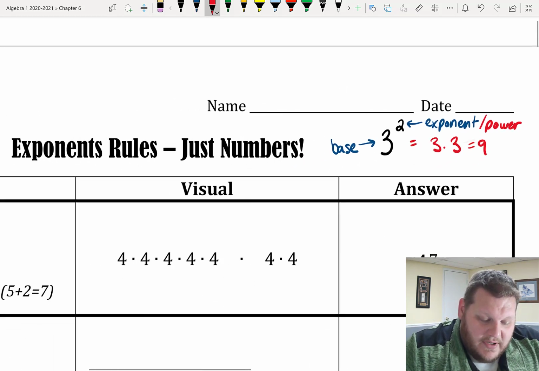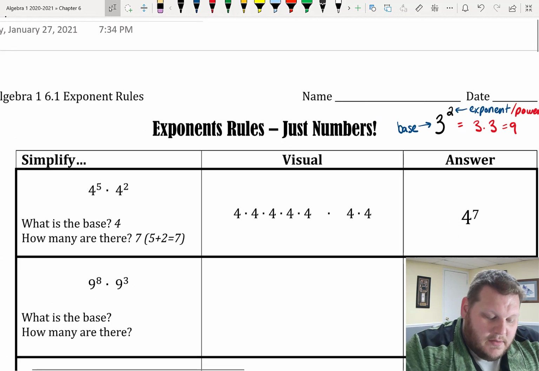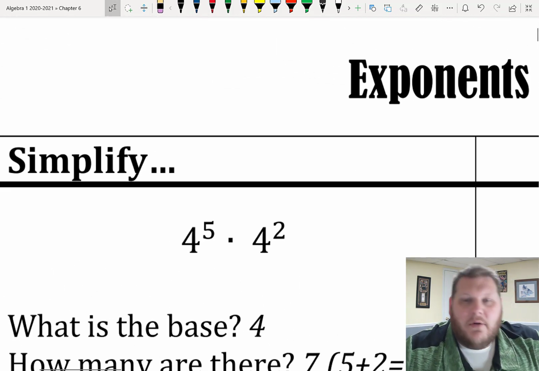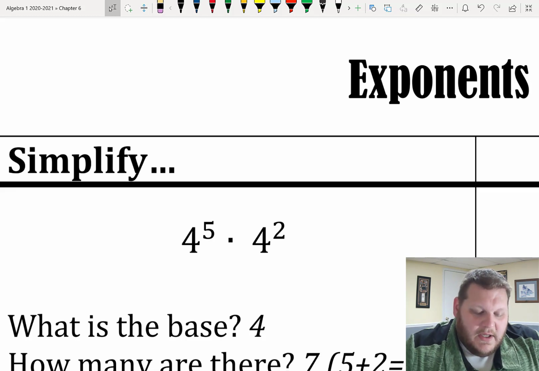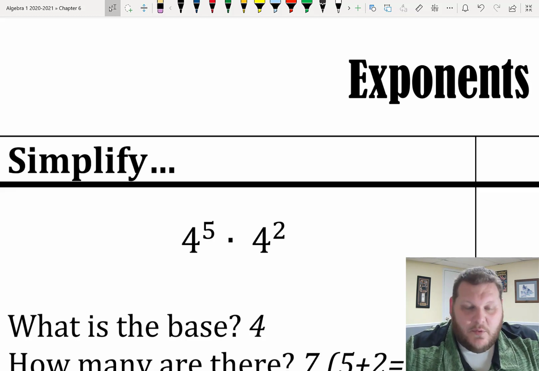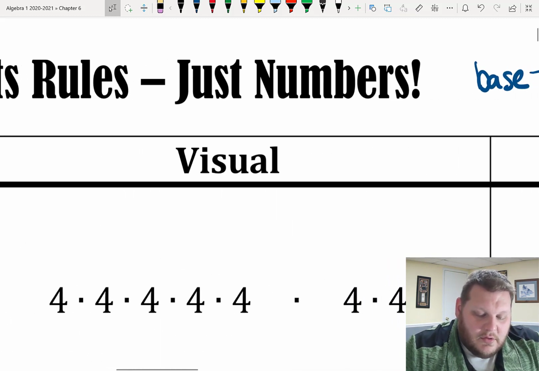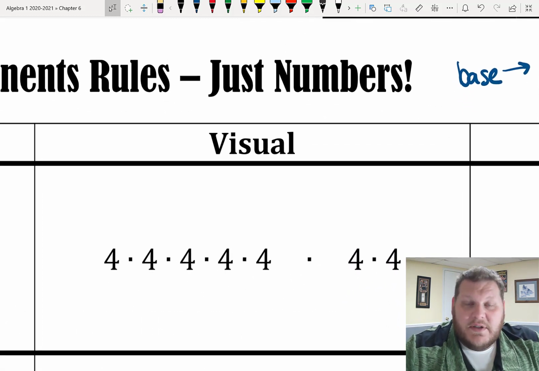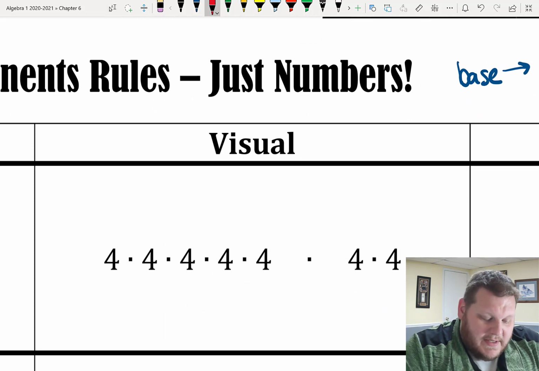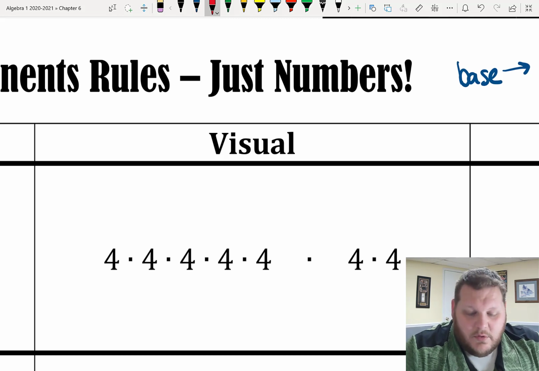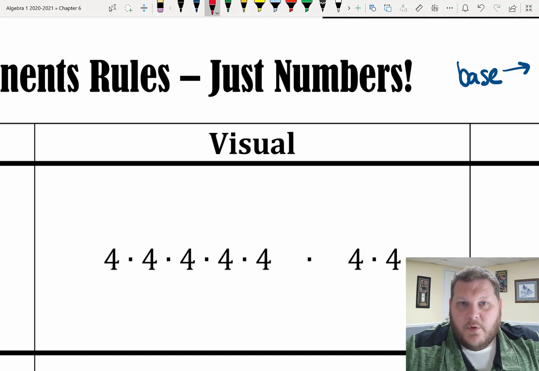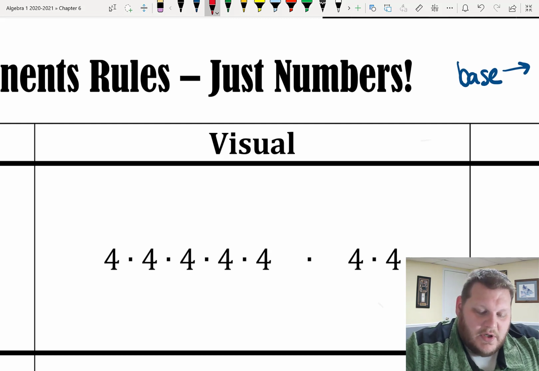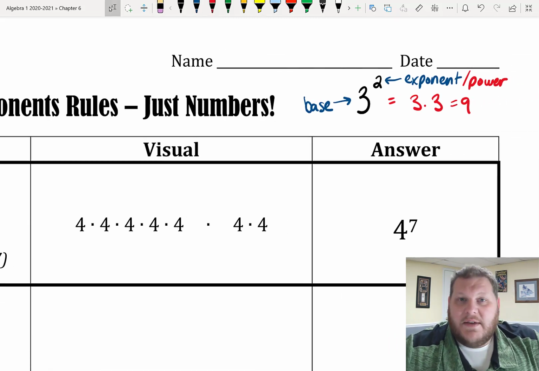To start with, we're going to look at what would happen if I have 4 to the 5th power times 4 squared. We'll take this slow and step by step first, and then try to figure out a shortcut. If I were going to take 4 to the 5th power times 4 squared, I would have to literally write out, because 4 to the 5th power is 4 multiplied together 5 times. So that's this first set of 4s here. 1, 2, 3, 4, 5. Times 4 squared would be 4 times 4. Right? 4 squared being 2 4s. So I could write this as 4 to the 7th power.